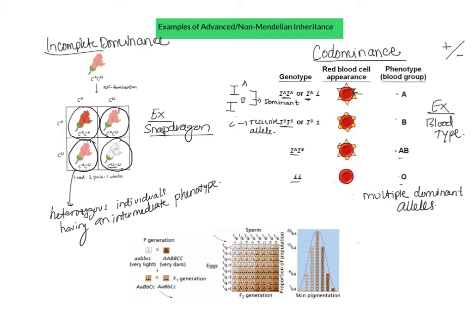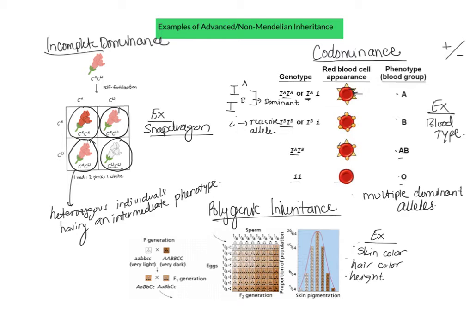So let's talk about this third example here of advanced or non-Mendelian inheritance. This gets down to polygenic inheritance. And when we think about this, some major examples of polygenic inheritance are things like skin color, hair color, or height. And the idea is that there are multiple genes controlling the trait.